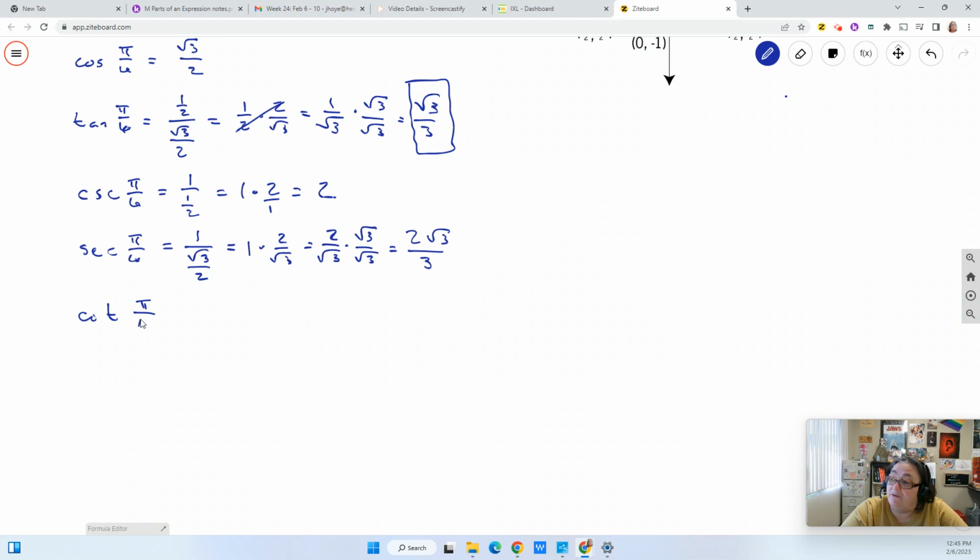And then the last one would be cotangent, right? Cotangent of pi over 6 equals, we had 1/2 over rad 3 over 2 for tangent. It's the opposite here. It would be radical 3 over 2 over 1/2, which does make it easier because that would be radical 3 over 2 times 2. These would cancel, and we would just be left with radical 3.